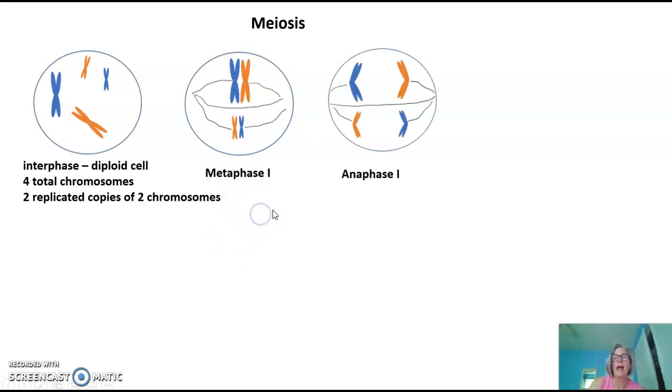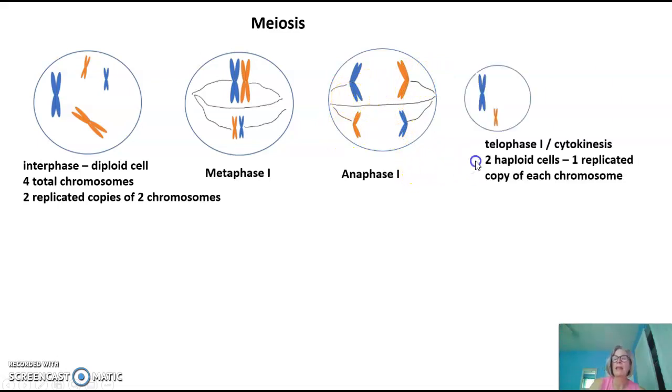At metaphase 1, these chromosomes would pair up with their homologous pair and line up at the metaphase plate. At anaphase 1, the homologous pairs or tetrads separate. And at the end of telophase 1 and cytokinesis, we would have 2 haploid cells. Each one has 1 replicated copy of each chromosome.